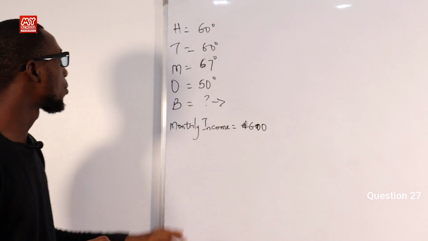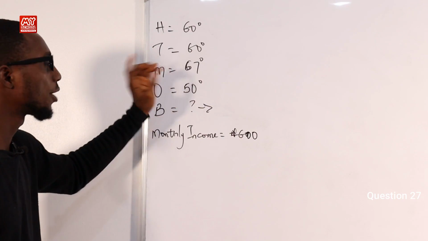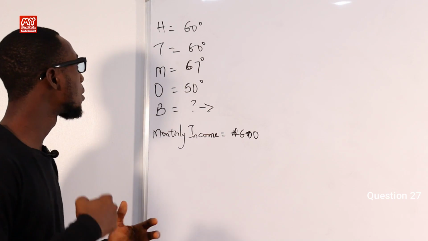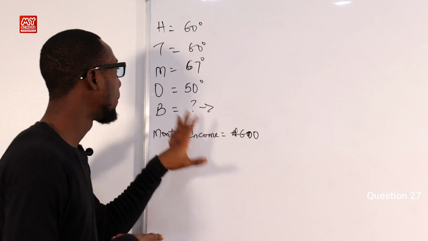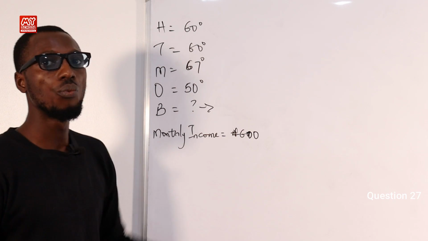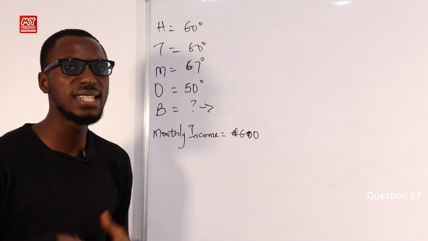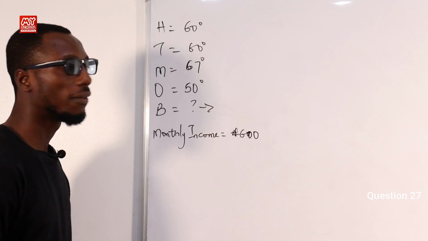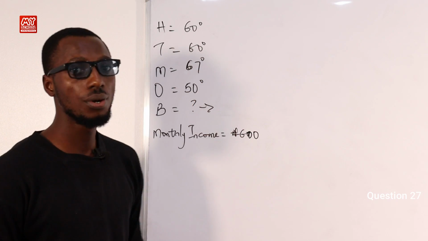So at first, we just have to go back to our whiteboard and pull out the values that are being supplied to us. So we have housing, 60 degrees, transportation, 60, meals, 67, others, 50 degrees. Then for basic monthly income, it is unknown. So what we just have to do is add up all of the other degrees, then we take it away from 360 degrees. So when we add all of this up, we are going to have 237. Let me show us how.